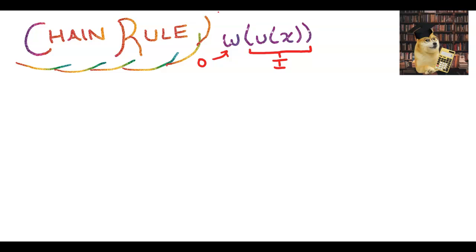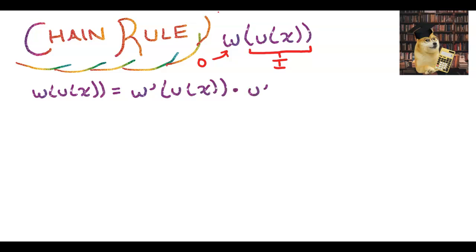So let's provide this formula, which is that our composite function w(u(x)) equals, in our chain rule formula, w prime. W prime is going to be another composite function with u(x), and finally we multiply it by u prime of x. So as you can see, it is pretty easy.